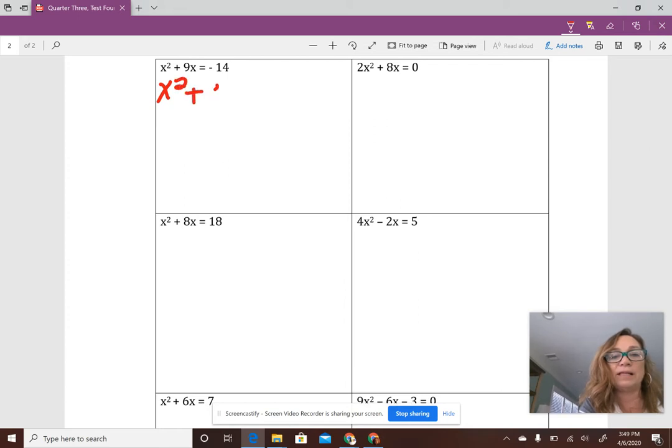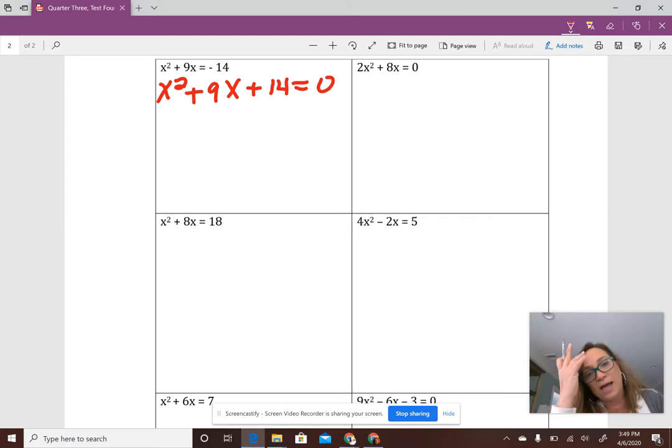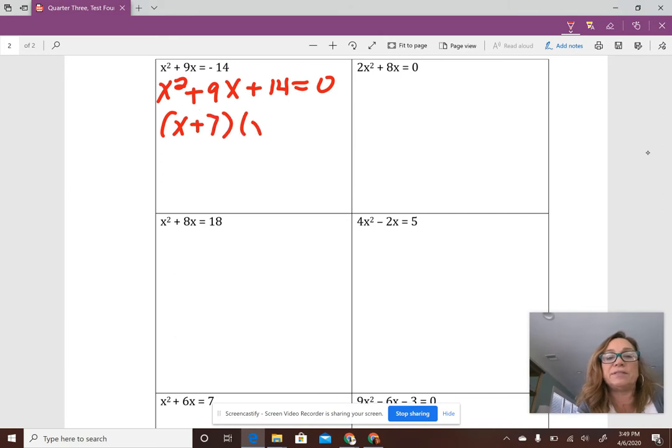X squared plus 9x plus 14 equals 0. I'm going to start by setting it equal to 0. This I notice is factorable. I'm going to do x plus 7 times x plus 2. I know I've said it before, but if I can factor it, I'm going to.